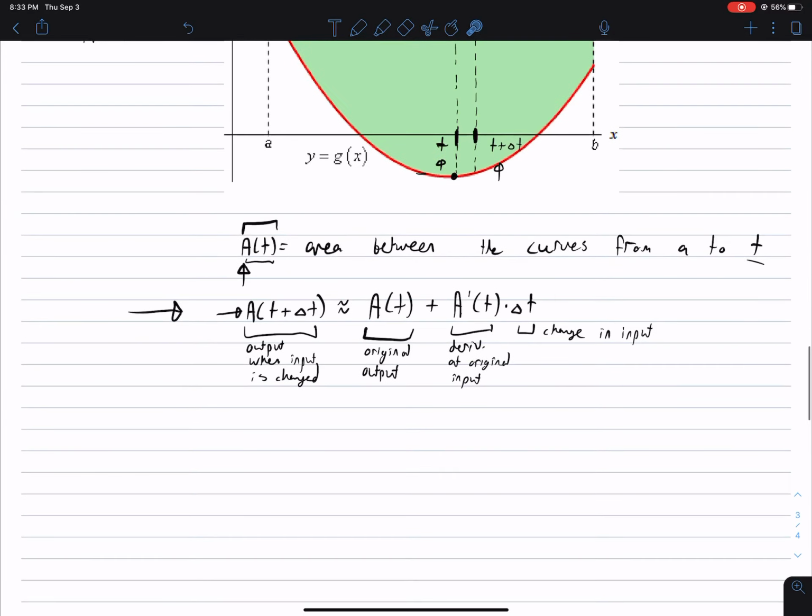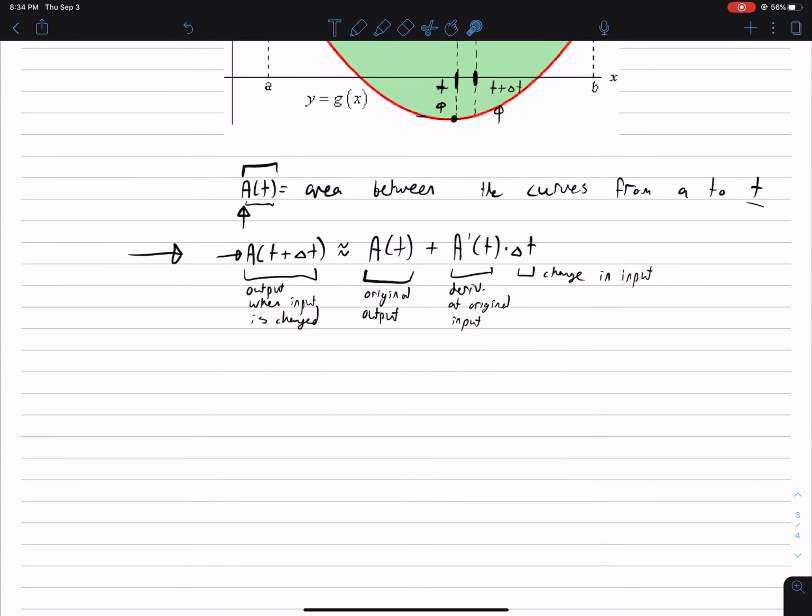So let me talk through it real quick. A of t plus delta t, and I'm doing this in terms of the area function, obviously, is your y value for your new input value. It is approximately your original output value plus your derivative at your original input times your change in input. So I have everything labeled down there. If you need to pause and absorb it all, feel free to do so. Once we have that, we have a formula that involves our derivative that we're looking for.